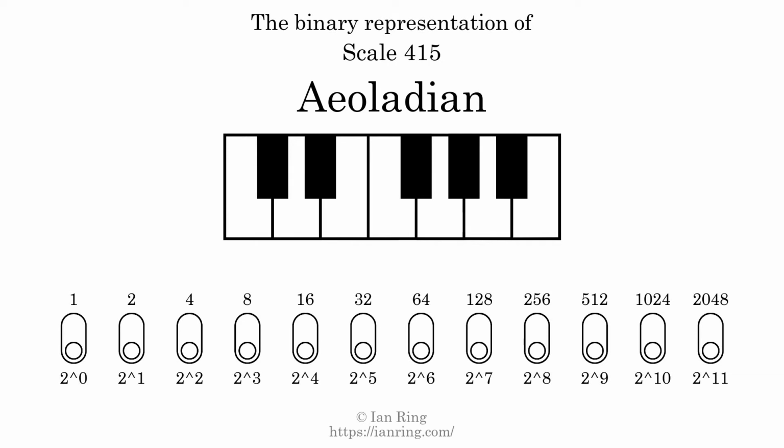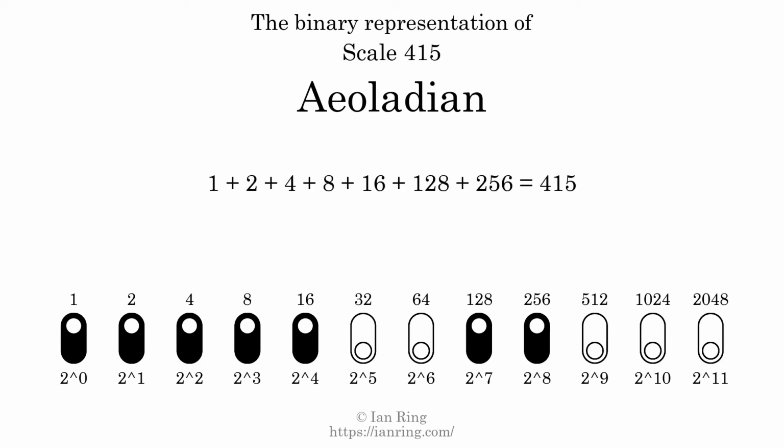The binary representation of this scale is determined by mapping tones of the scale to binary digits. Each binary digit represents a power of 2. To get the scale number, we add the powers of 2 together. The powers of 2 that are present in the scale, all added together, equals 415. That is why the scale number, in decimal, is 415.